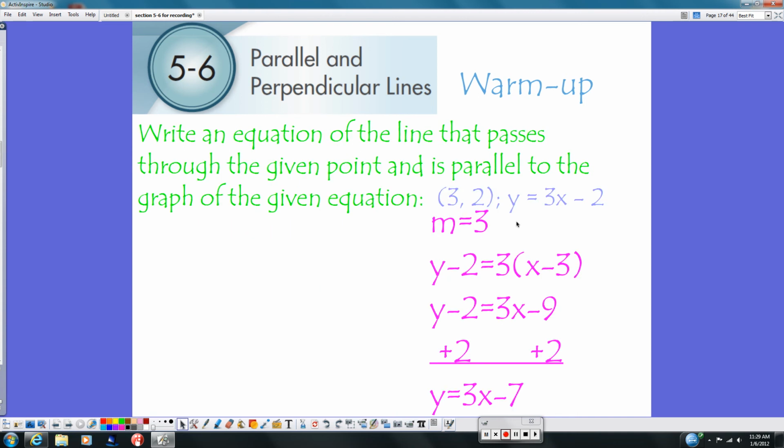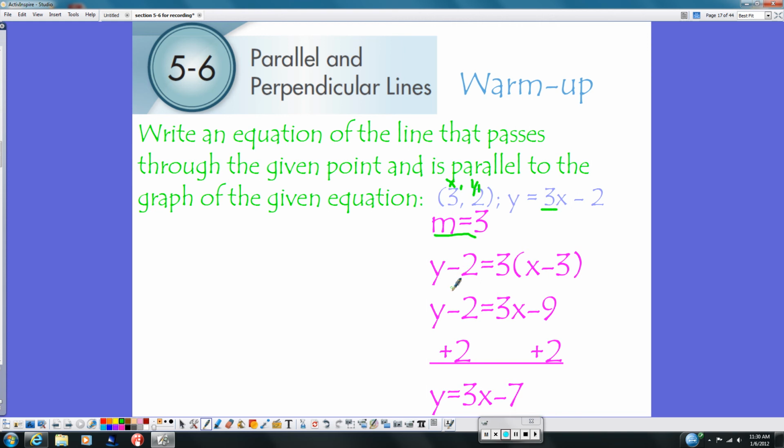So we know that our slope is 3 because, again, we were given the equation in slope-intercept form, so we can easily pick out our slope. Since we have a slope and a point, we're going to use point-slope form: y minus y1 equals m times x minus x1. Here's our x1 and our y1, and we picked out our slope, so we fill in the values.